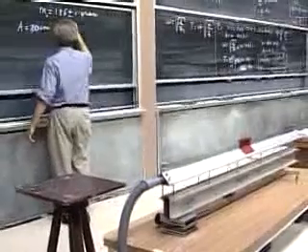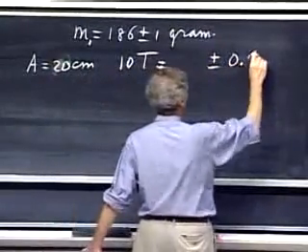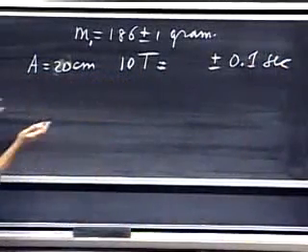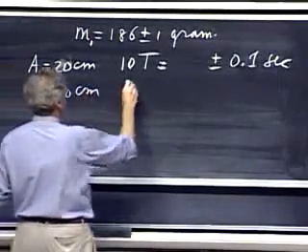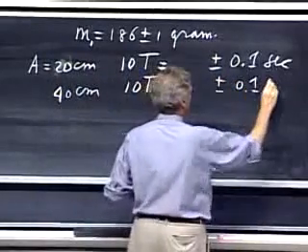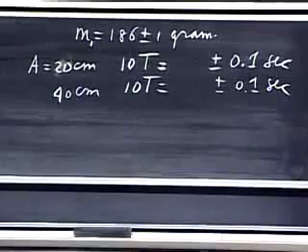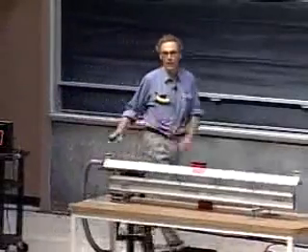So I get 10T, I get a certain number, and I get an error, which is my reaction error, which is about a tenth of a second. That's about the reaction error that we all have, roughly. Then I will do it at 40 centimeters. We get a 10T, and we get, again, plus or minus 0.1 seconds. And we'll see how much they differ. They should be the same if this is an ideal spring, within the uncertainty of my measurements.